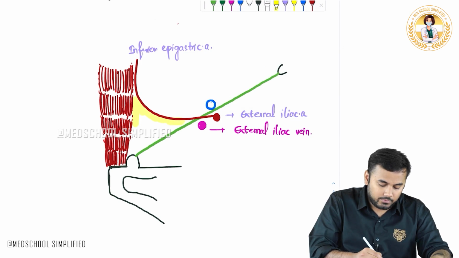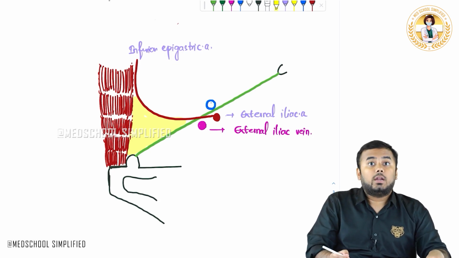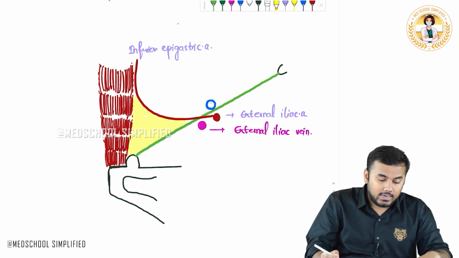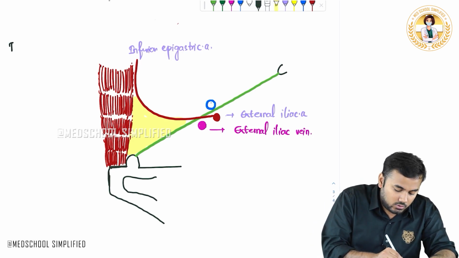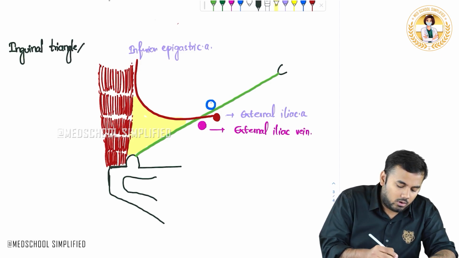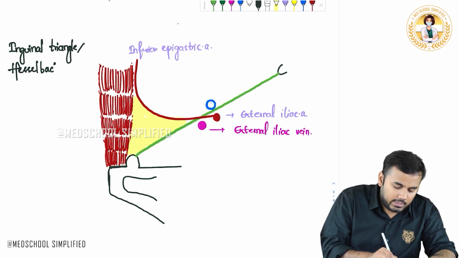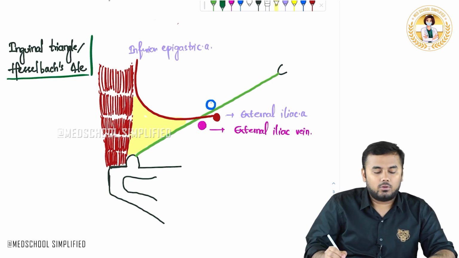You see, there is a triangle, right? This triangle is called the inguinal triangle or Hesselbach's triangle. Okay, let us write what are the borders of this triangle. This triangle over here is called inguinal triangle or Hesselbach's triangle. So this is a triangle over here.